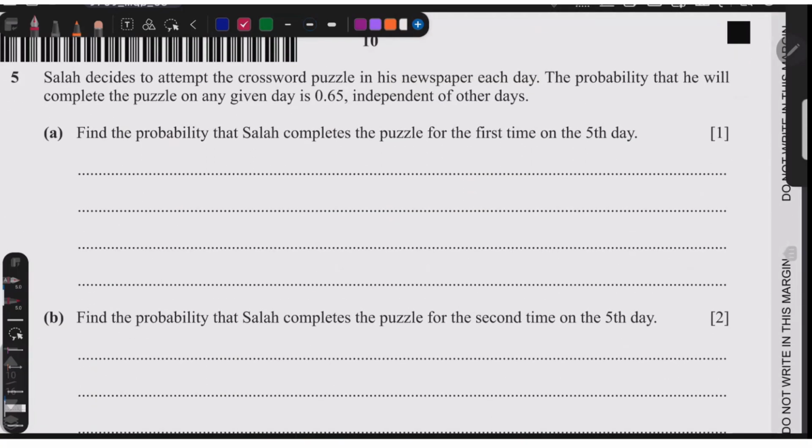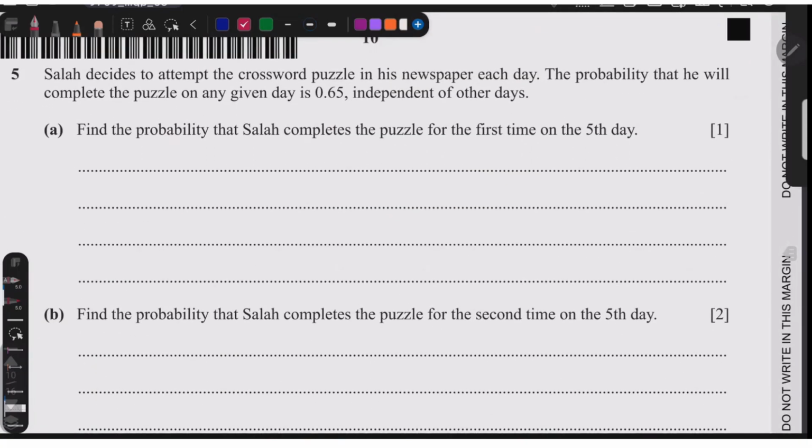Okay, let's move to the next question. Sarah decided to attempt a crossword puzzle in her newspaper each day. The probability that she'll complete the puzzle on any given day is 0.65, independent of other days. Find the probability that she completes a puzzle for the first time on the fifth day.